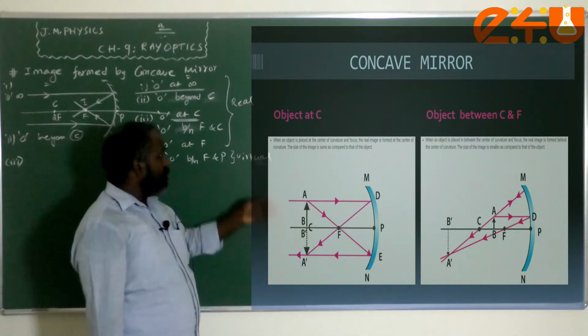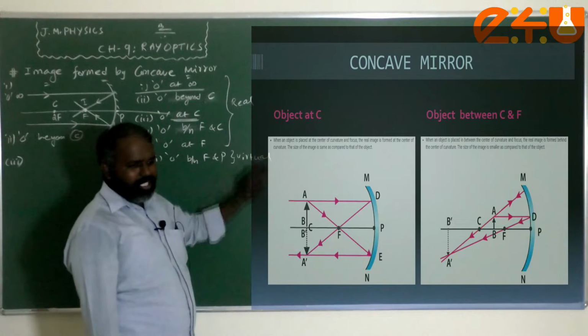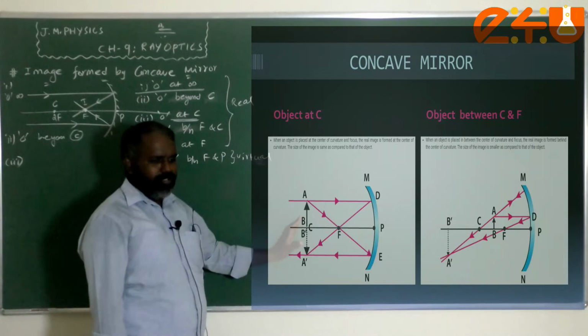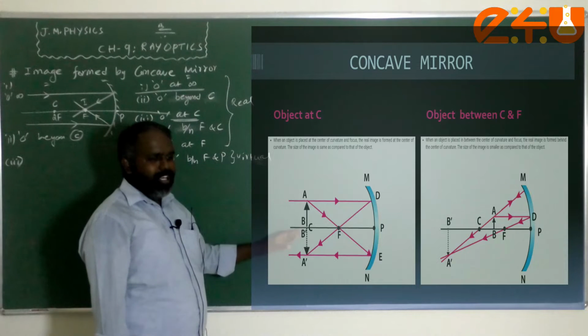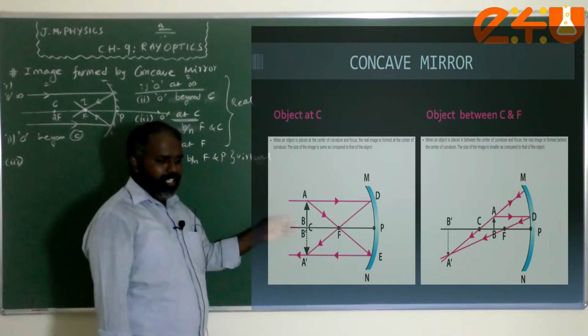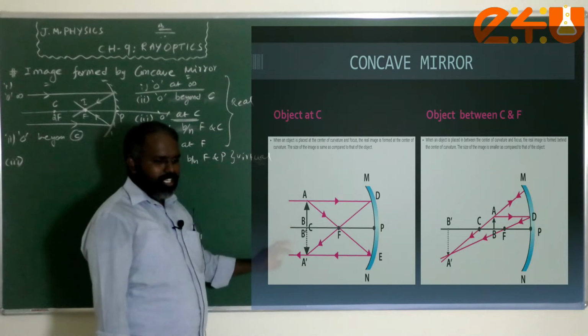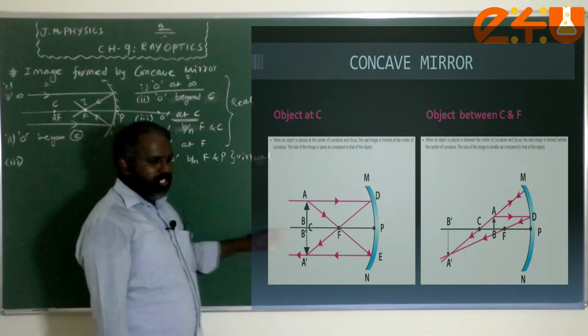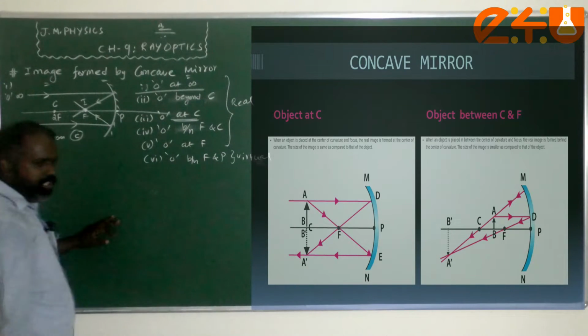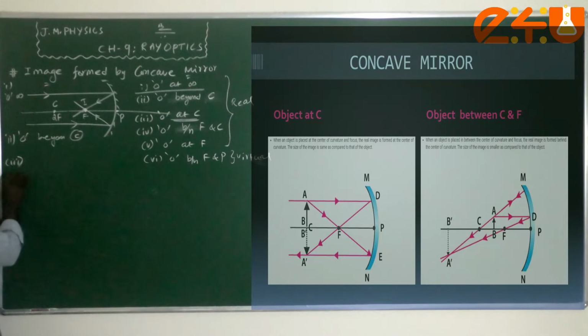Yes. Now again, as I said, the image will be real, since the image is formed in front of the mirror. So a real image is formed and the same size as that of the object. That means height of the object and height of the image are equal. Okay, children. Now you please see another position. Okay. So that is the fourth position.